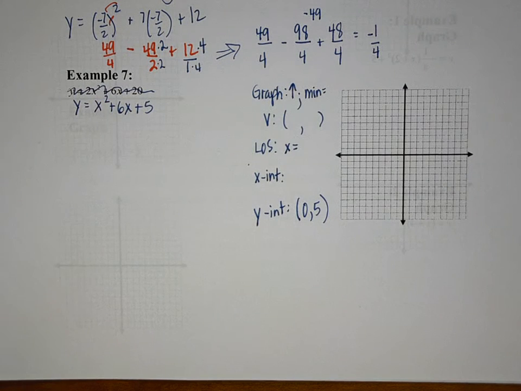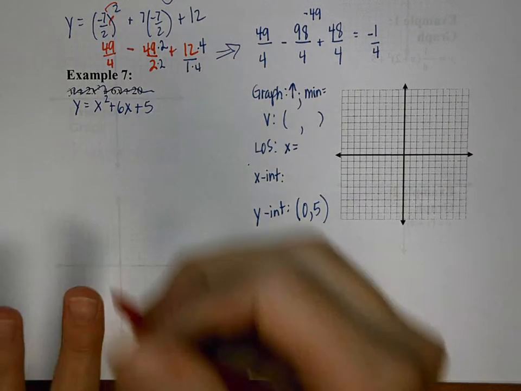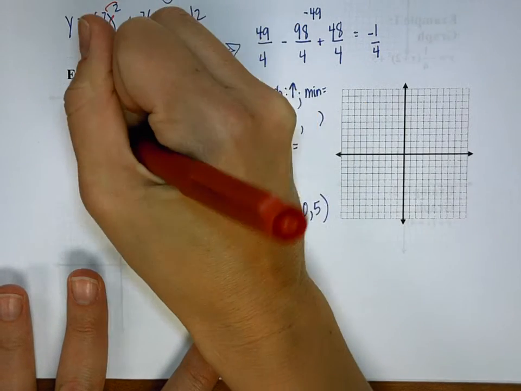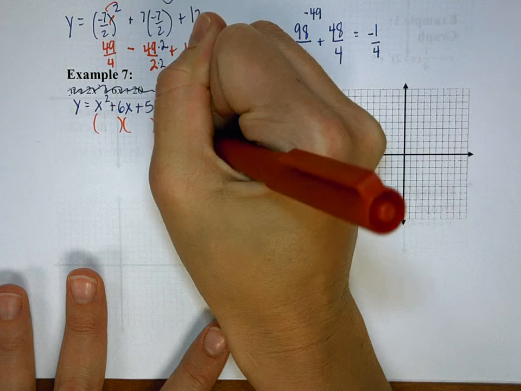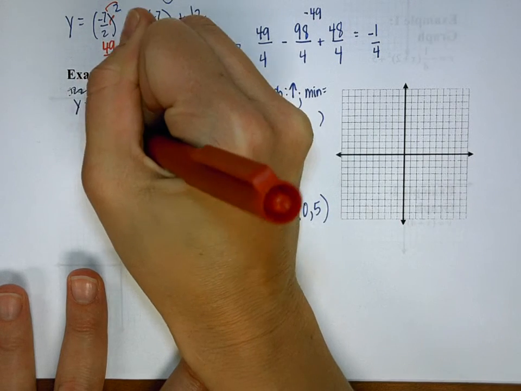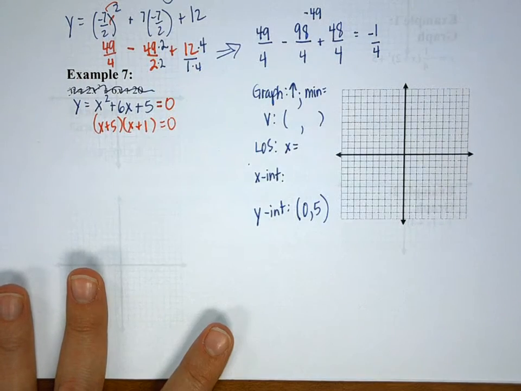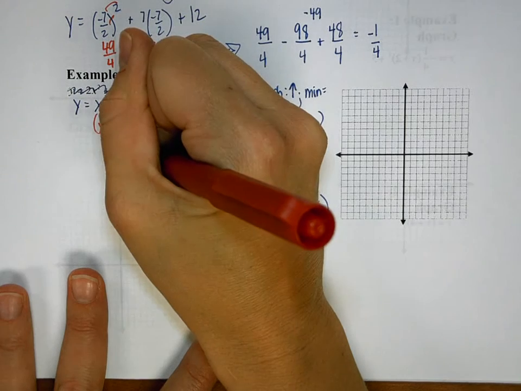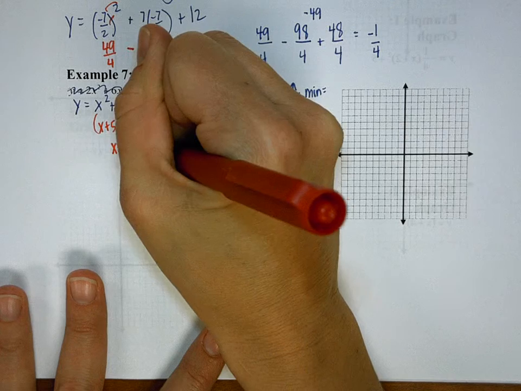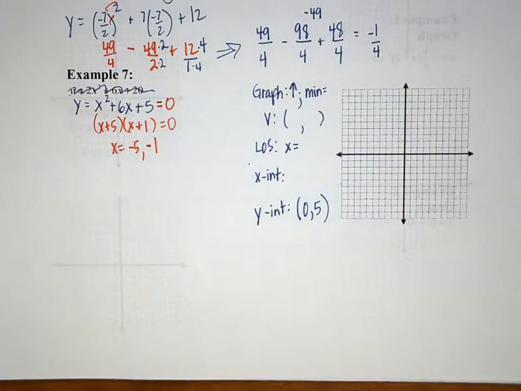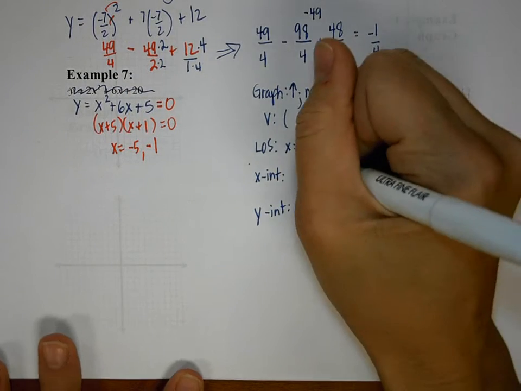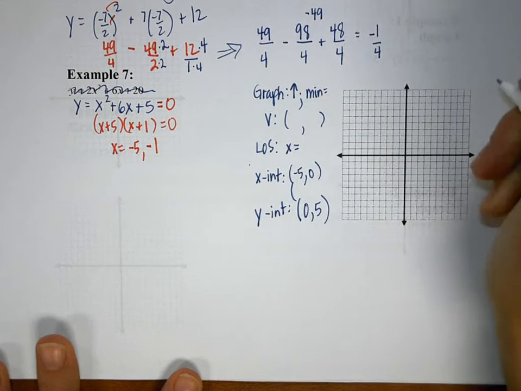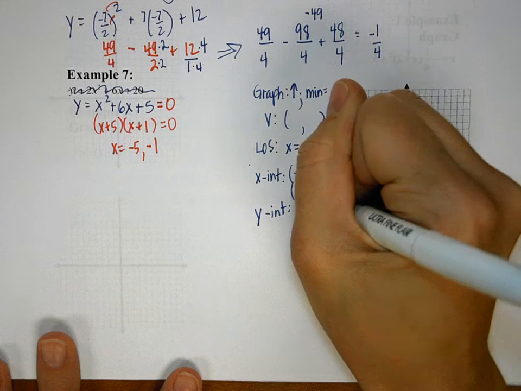For my x-intercepts, I need to do what? Set this equal to 0 and factor, right? So what multiplies to be 5 and adds to be 6? And when you set each of those factors equal to 0, we get x equals -5 and -1. But as ordered pairs, those are -5, 0 and -1, 0. Good.